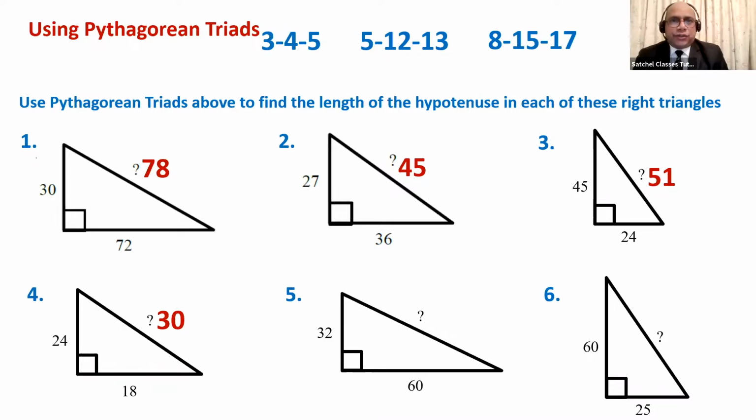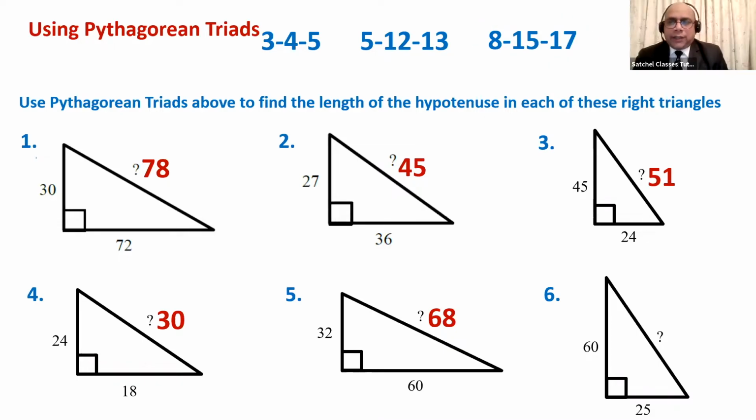Let's go to the next triangle. We have two sides which are 32 and 60, and if you look closely, both of them are multiples of 4, correct? One is 4 times 8, the other one is 4 times 15. And hence we can link it to the third triad up there, 8, 15, 17. If you multiply each of them by 4, you will get 32, 60, and hence the missing hypotenuse has to be 17 times 4, which is 68.